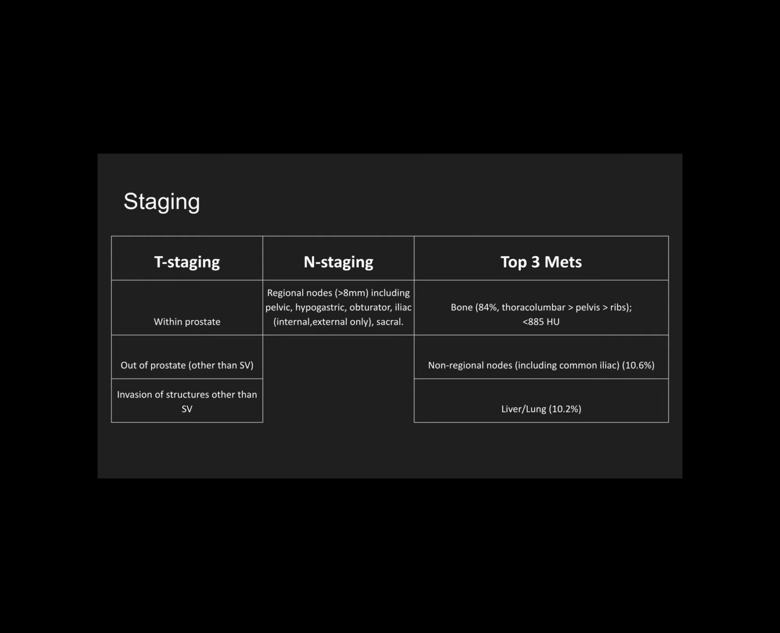Regarding the top 3 metastatic locations, bone is most common. Again, noting the Hounsfield unit number is important for distinguishing non-treated malignancy from bone islands. Non-regional nodes come next, followed by liver and lung, but notice how common bone mets are relative to the other categories, at 84%.